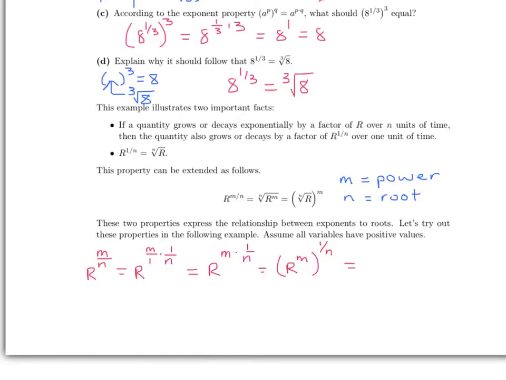And now, remember what we said about taking a number and raising it to the 1 over n. If you take a number and you raise it to the 1 over n, what you're doing is taking the nth root of that number. So here we're taking the nth root of the number r to the m. So as of right now, I've shown you why these two quantities are equal. Now I'll show you why this quantity is also equal to this quantity.